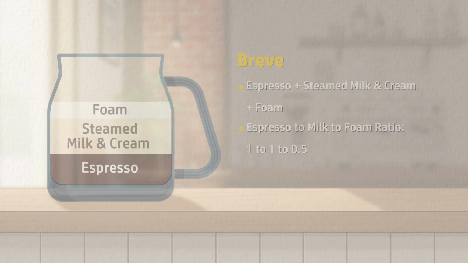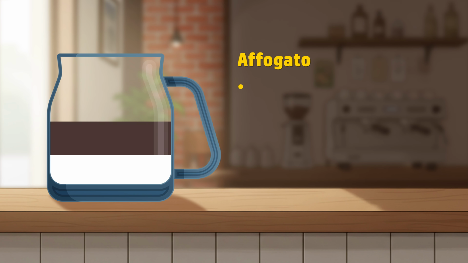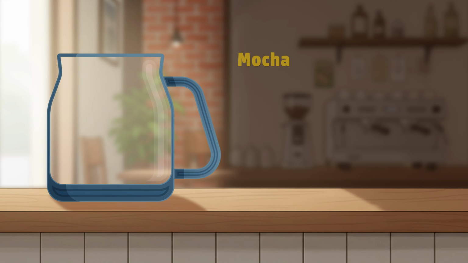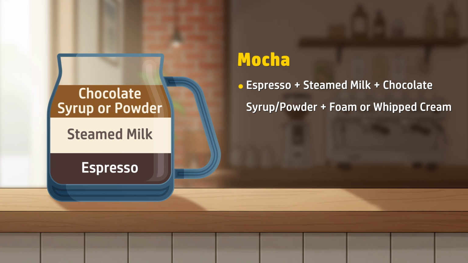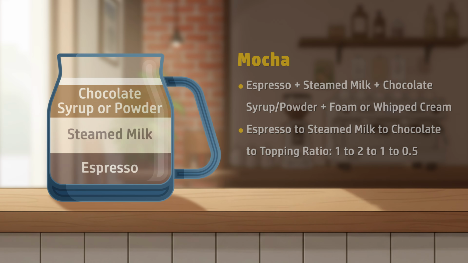Finally, let's talk about dessert coffee drinks. An Affogato is espresso poured over vanilla ice cream, usually 1 or 2 shots per scoop. A Mocha mixes espresso, steamed milk, and chocolate syrup or powder and finishes with foam or whipped cream in a 1 to 2 to 1 to half ratio.